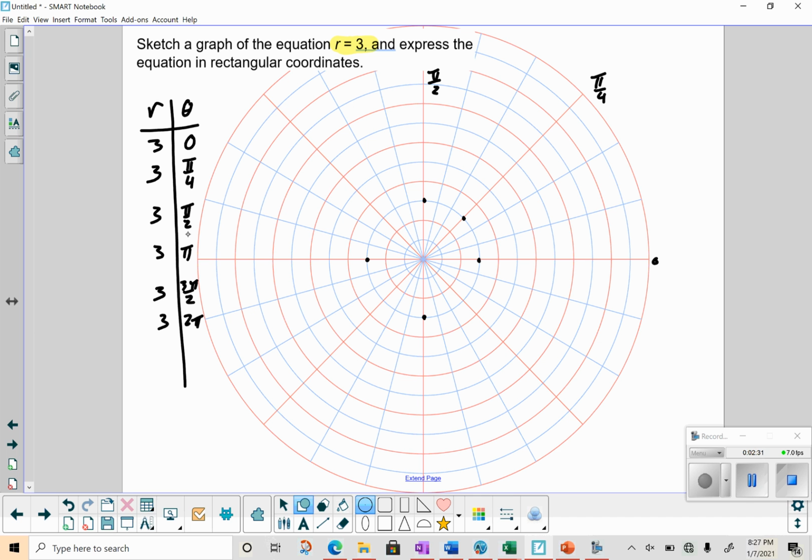Well, I kind of cheated with that last one. 3, 0, and 3, 2 pi. Those are the same point. This is a circle. If I put in more and more and more points, it's just going to fill that in. Okay, the radius is equal to 3. It's a circle centered at the pole.